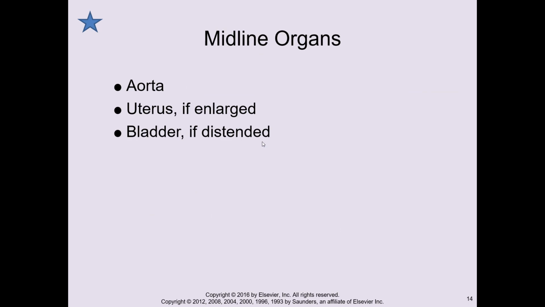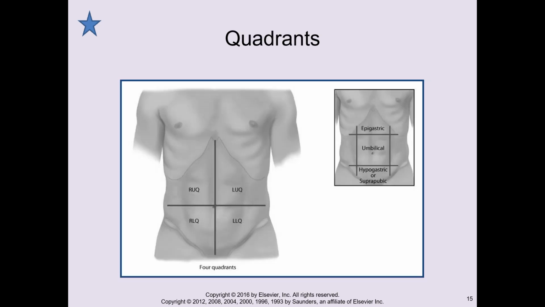Your midline organs are aorta, and I will show you all how to find the aorta, so remind me if I don't remember. Uterus, if enlarged, you will be able to find that, but we're not even going to be really looking for it. And the bladder, if it's distended. And in your patients, it is important to be able to palpate a distended bladder and what that means. Occasionally students get to palpate a distended bladder because somebody has to go to the bathroom.